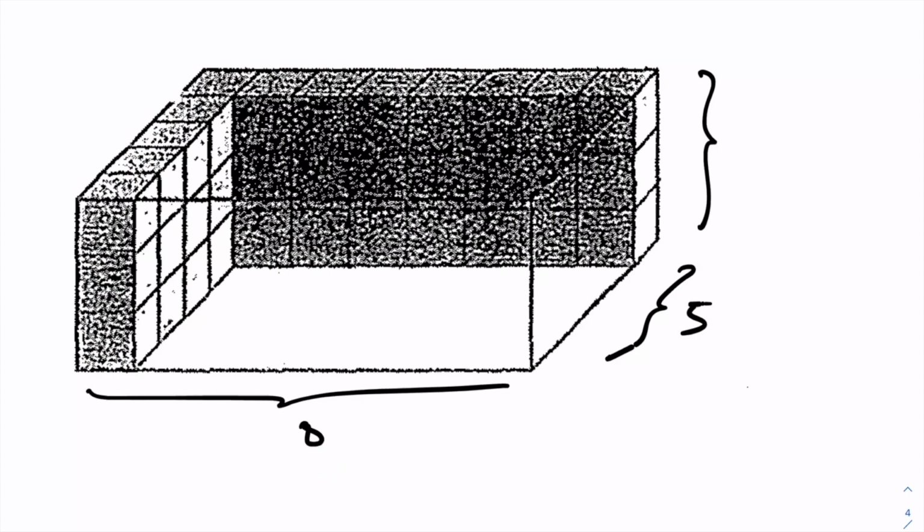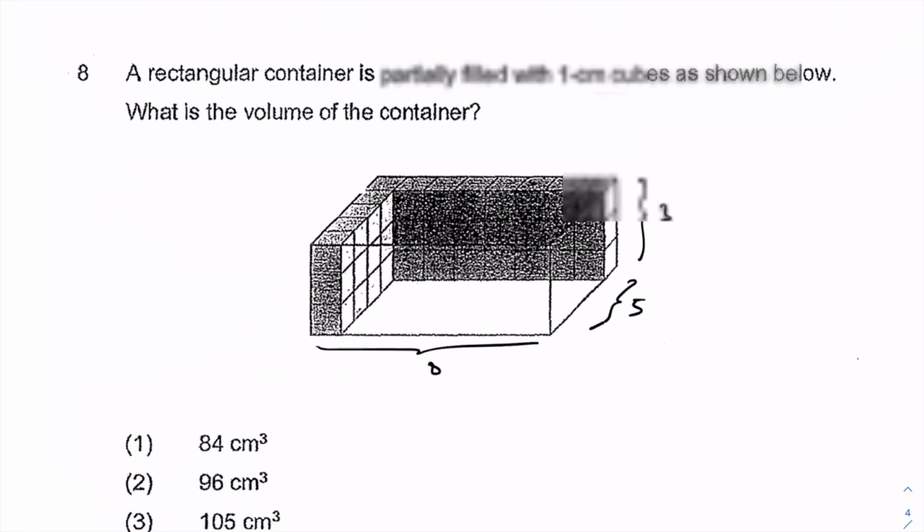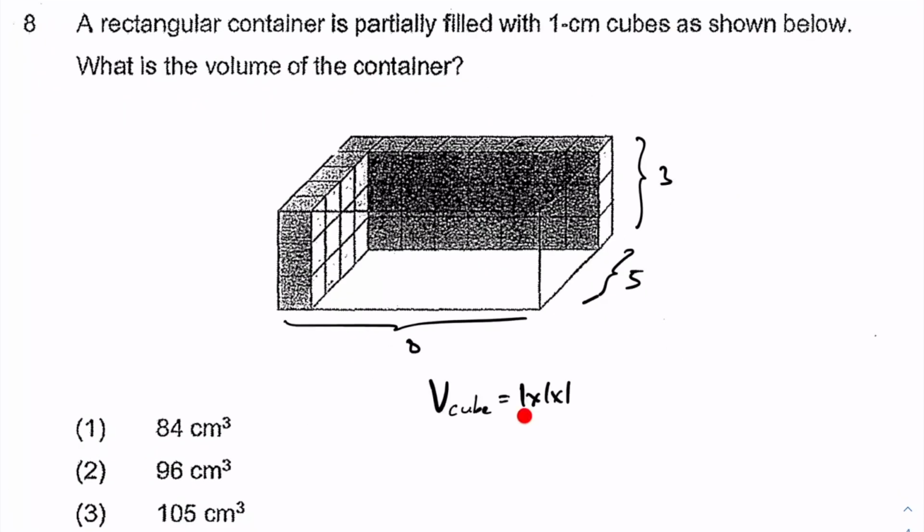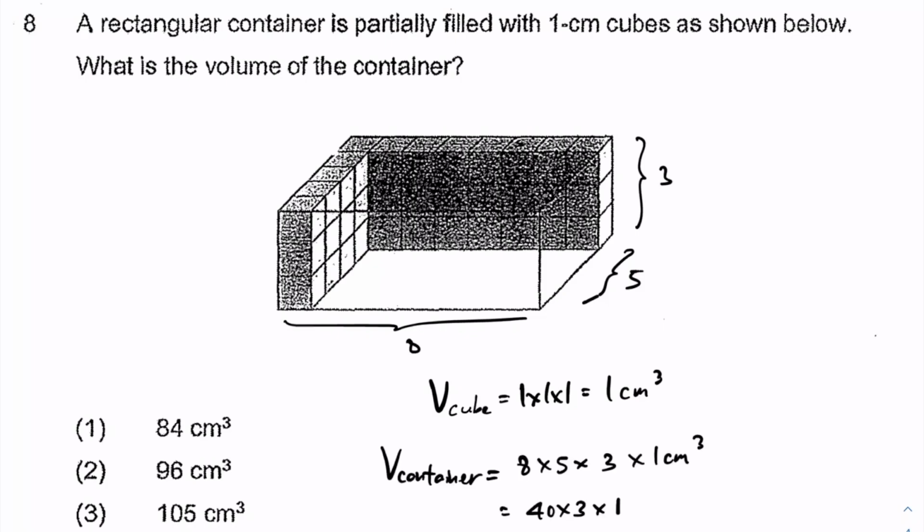Now, what's the breadth? So it's 1, 2, 3, 4, and there's another one hiding up there, okay, hidden from there, so that's 5. And next one will be 3. Why? Because 1, 2, 3, that's the height. Now, the volume of 1 cube is therefore 1 times 1 times 1, since it's a 1 cm cube, right? That's 1 cubic centimeter. Now, how many cubes do we have altogether? We've got 8 by 5 by 3.